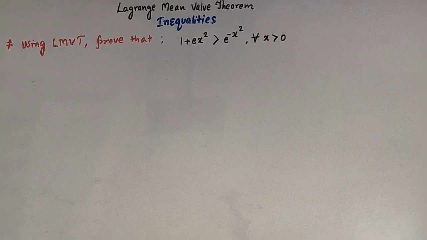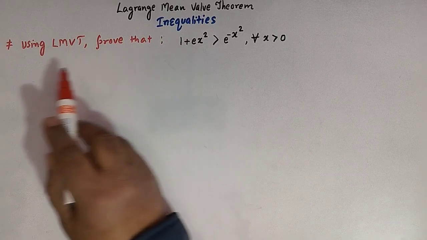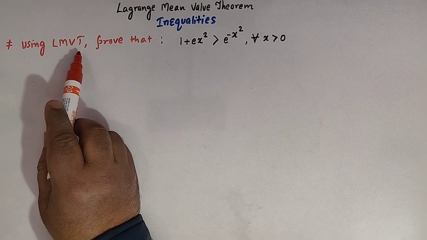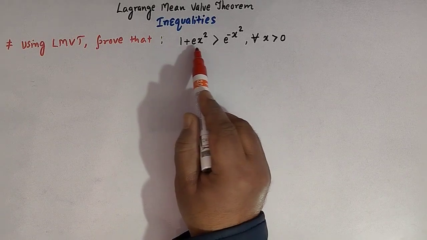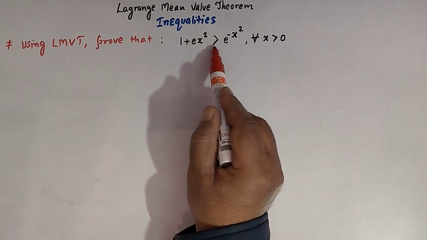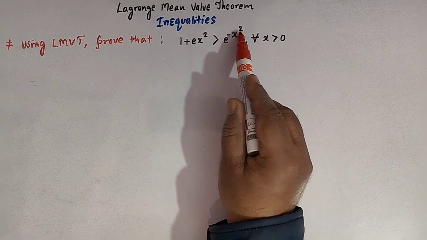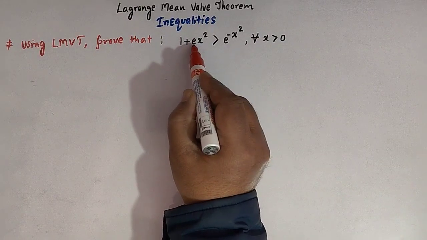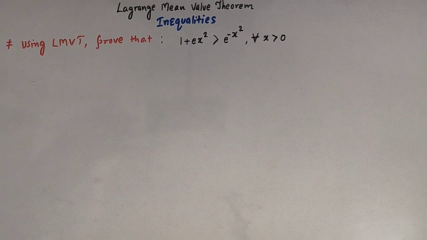Hello viewers, in today's class we are going to discuss yet another important application of Lagrange's mean value theorem. Here we'll consider one inequality which will be proved by using the Lagrange's mean value theorem. Using it, we have to prove that 1 plus e^(x^2) is greater than e^(-x^2) for all x greater than 0, where e is the exponential number.